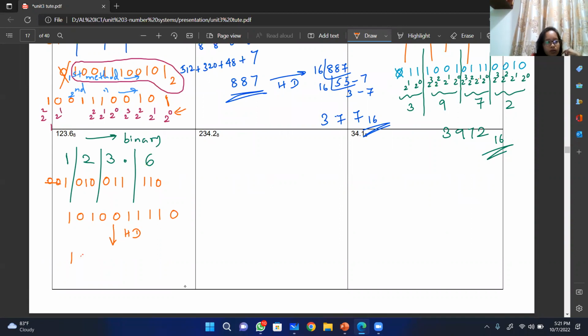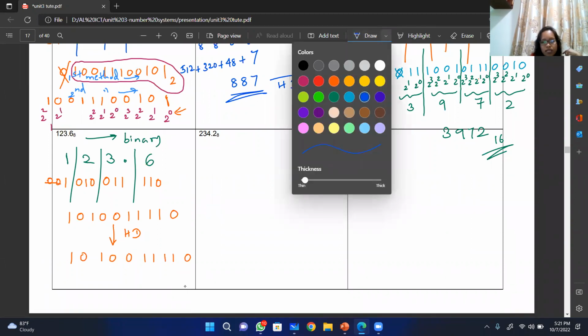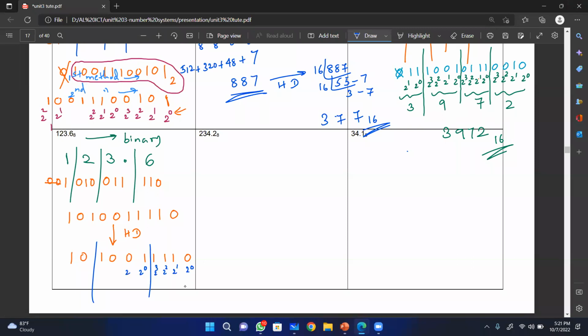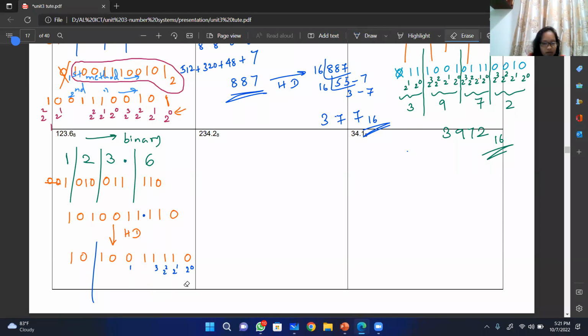So 011110, again divide into clusters. 1, 2, 3, 4. 2, 3, 4. And write down the place values. Whether we should ignore the decimal point? Yeah, we have to consider that. Definitely we have to consider it. Yeah, I forgot it. Okay, teacher. There is a decimal point here. Yes, we have to consider it. So I have to erase this now.